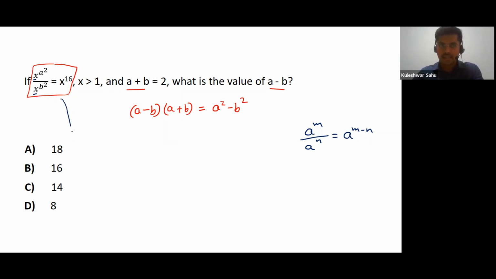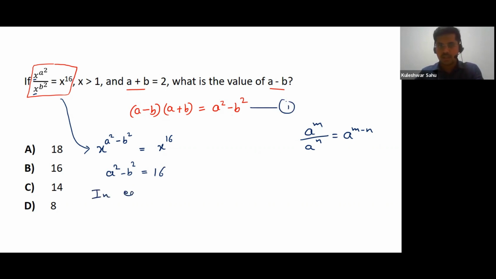So let's rewrite this equation. It will be x to the power a square minus b square is equal to x to the power 16. Now, as we can see, since the bases are equal, the powers must be equal. So we can make the powers equal, which is a square minus b square is equal to 16. Now, we have already seen that if we come to know a square minus b square, we can easily find a minus b. So let's say this is equation number 1.